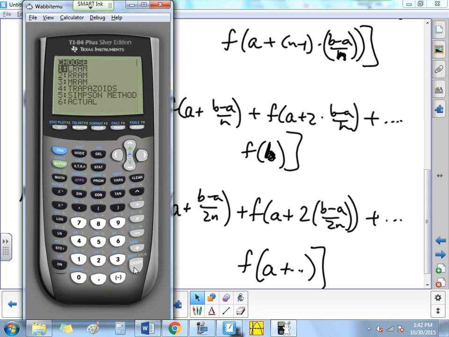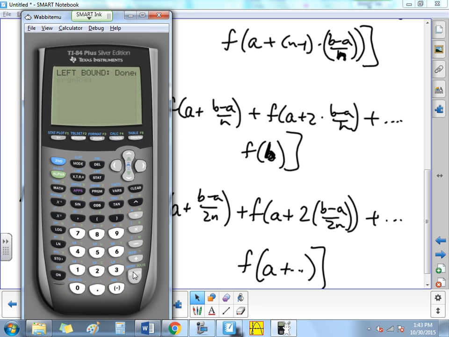This time let's look at MRAM. Same function, 4x minus x squared. Oops, I typed 2x. Clear? How do you quit? Quit. Done. Okay, program, MRAM, 4x minus x squared. Left bound 0, right bound 4. Let's do 100 rectangles, and we definitely won't ask it to draw.